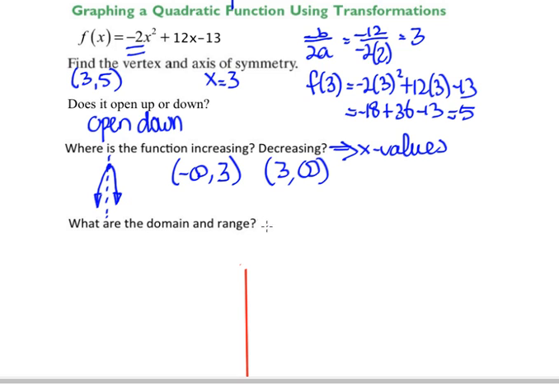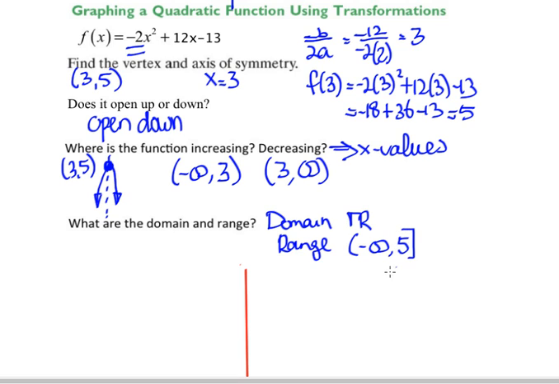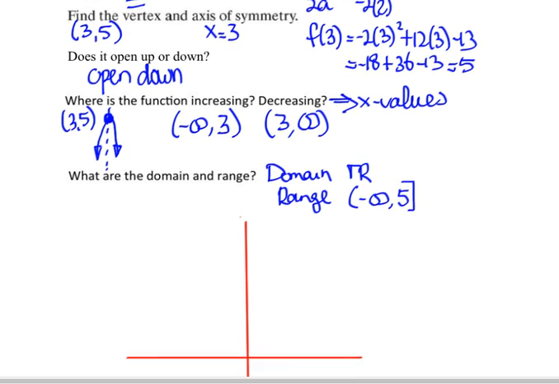Okay, domain and range. Well, all quadratics have a domain of all real numbers. The range, that comes back to the vertex a little bit. So that's (3, 5), the vertex. Since it's opening down, the 5 is a maximum. So that means that this graph comes from negative infinity, reaches 5, it does reach it, and then continues or goes back down.